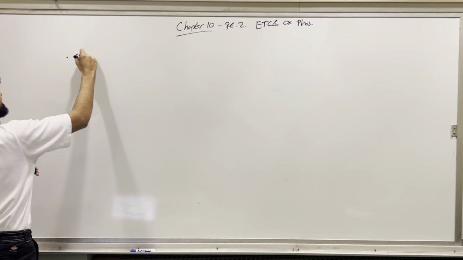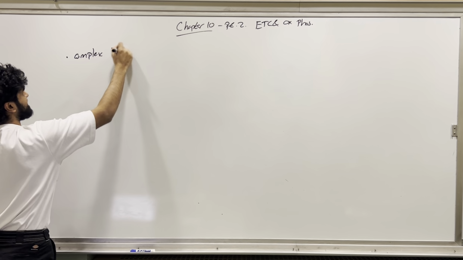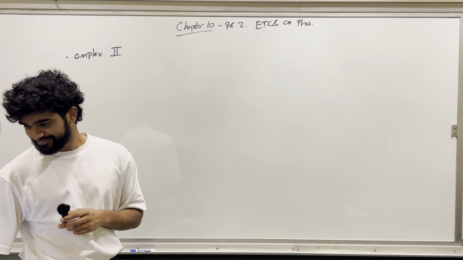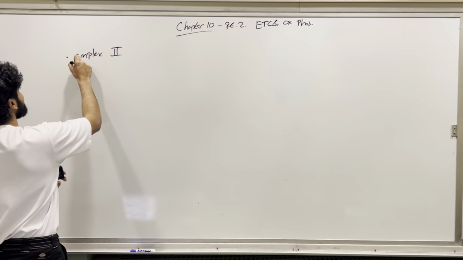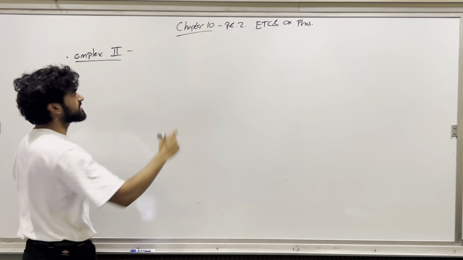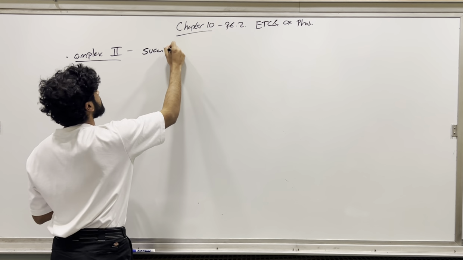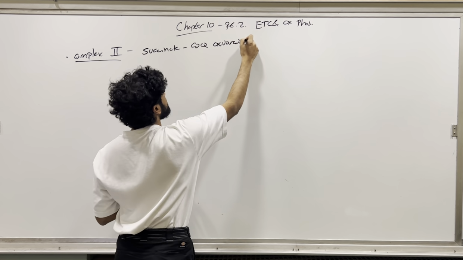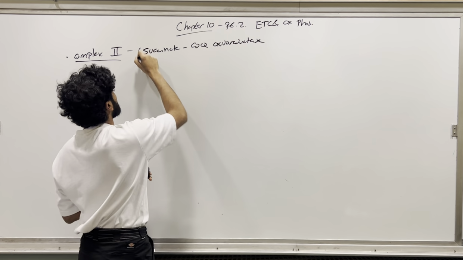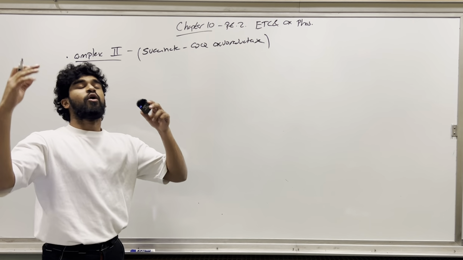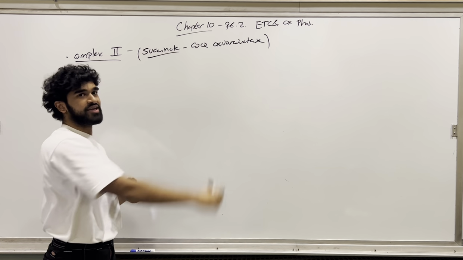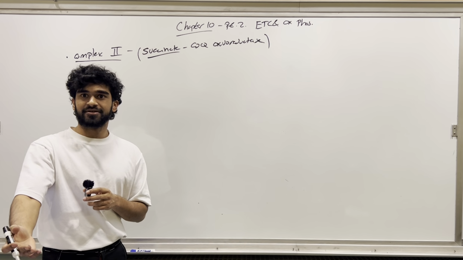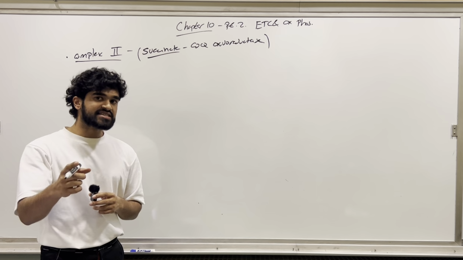Complex two. The ugly duckling of the family. It is a little special, just like me. It is called succinate CoQ oxidoreductase. Who can tell me why? Where? Not even why. Who? Where did he come from? Where did he come from? Exactly. Yeah. And why does that make sense?